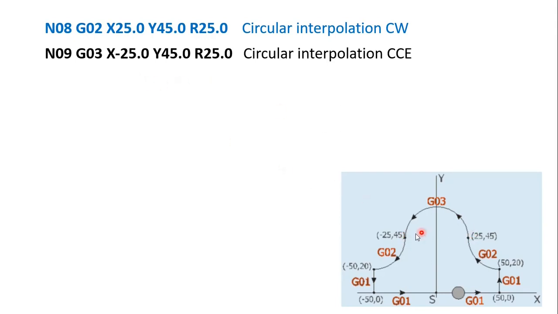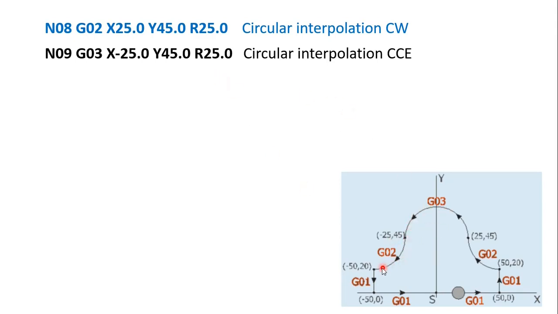So I have to mention the endpoint's location. So it is x minus 25, y plus 45. Okay, and I have to go in the anti-clockwise direction. So from here I move anti-clockwise to the coordinate minus 25, 45 with a radius equal to 25. Okay, so from here till this position in anti-clockwise direction at a radius of 25.